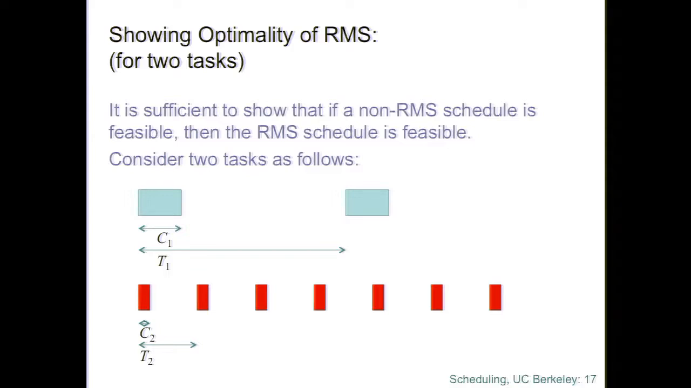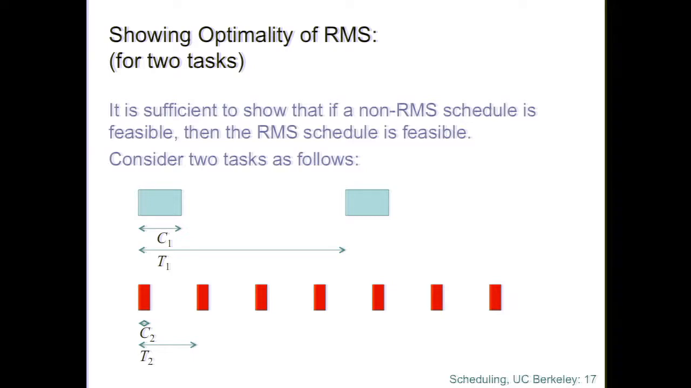Okay? So now, we don't have to worry about the situation when it's not, because our theorem doesn't say anything about that. So we only have to worry about, well, if C1 plus C2 is less than T2, then is the rate monotonic schedule feasible? And the answer is obviously yes. Right? So if C1 plus C2 is less than T2, then it actually doesn't even matter which one I execute first. Both options are going to be feasible.